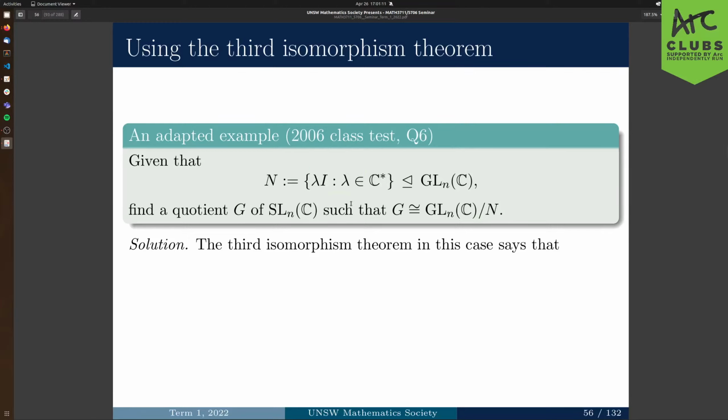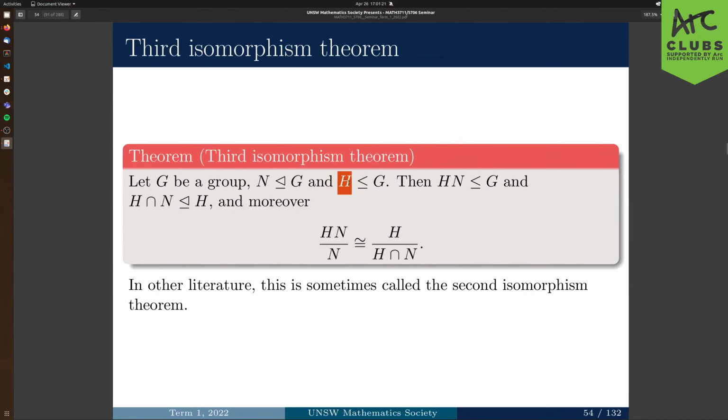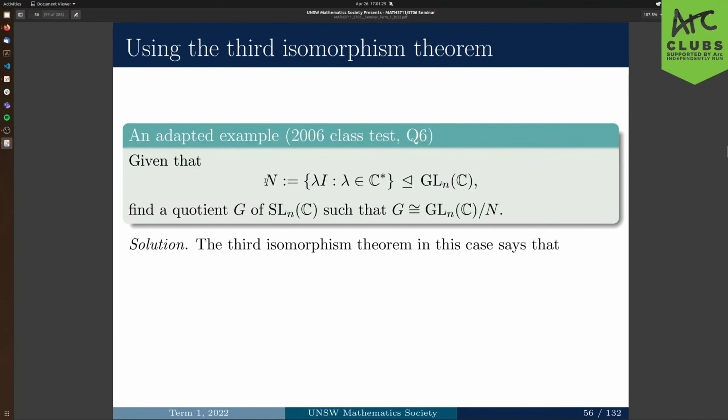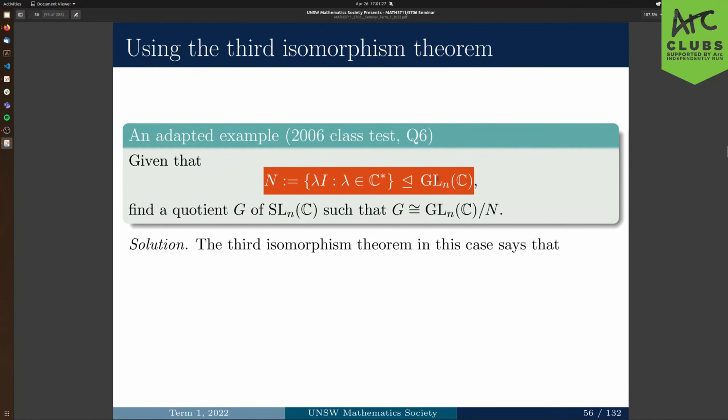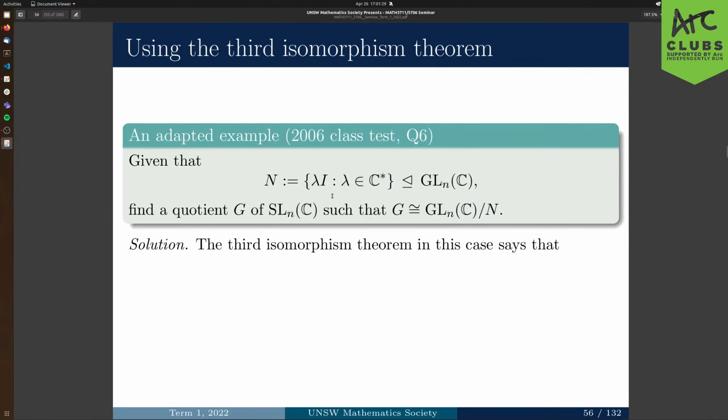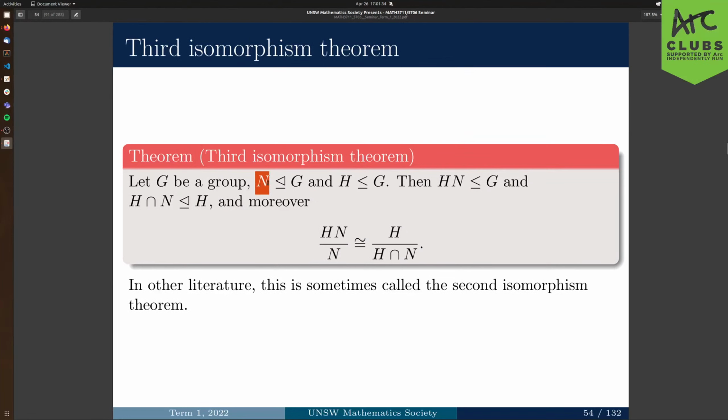So why would I use the third isomorphism theorem here? Well, I know that SL is a subgroup of GL. So in here, SL is kind of playing the role of H. And I've been given a normal subgroup of GL for free. So I know that N is a normal subgroup, and that's playing the role of N here.